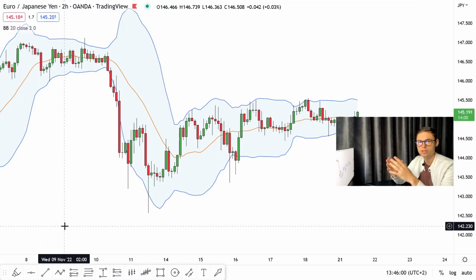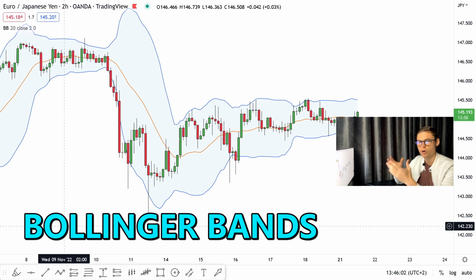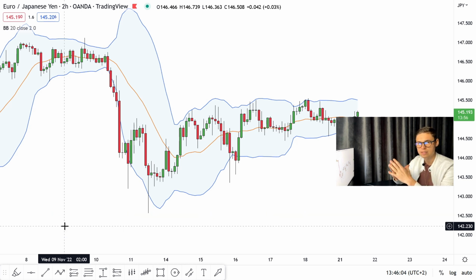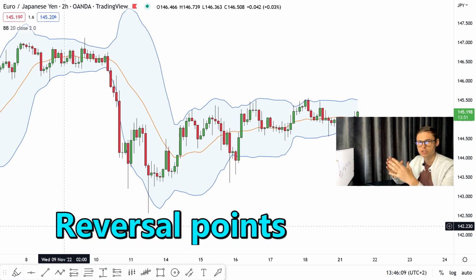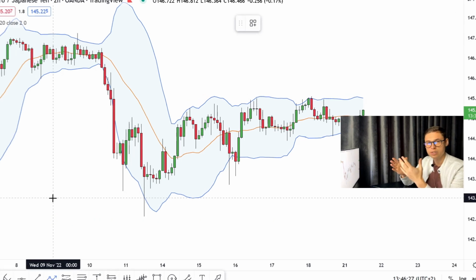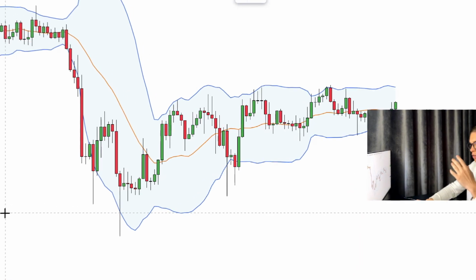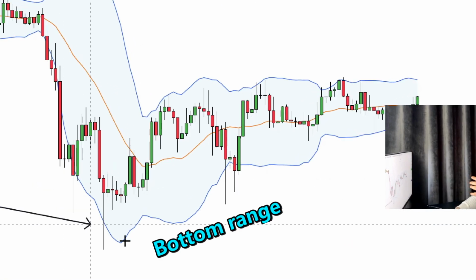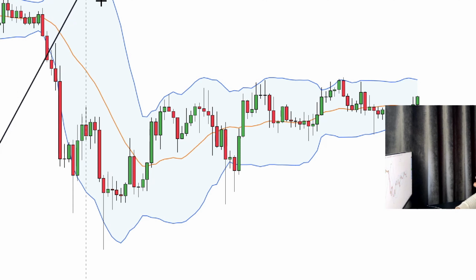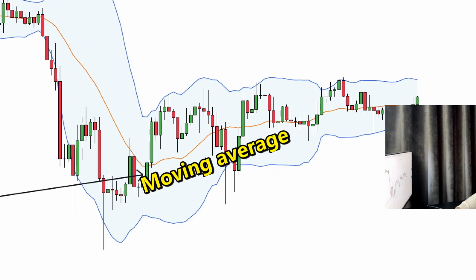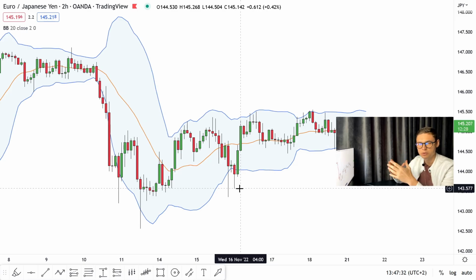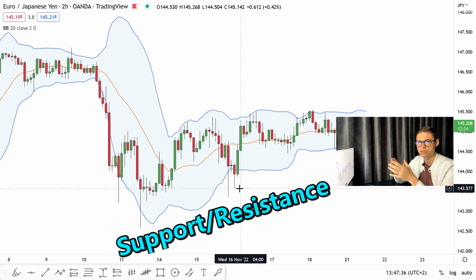So the first indicator that we will discuss today is Bollinger Bands. Bollinger Bands is a simple range indicator that detects potential reversal points. Now this is how it looks on the chart. First of all, we have the bottom range right here, then we have the top range, and we have the middle ground, which is a moving average. Bollinger Bands is a great indicator when you need to identify potential support and resistance levels.